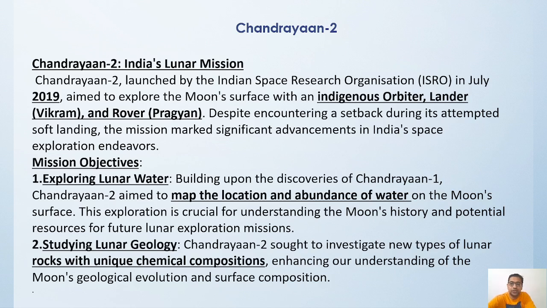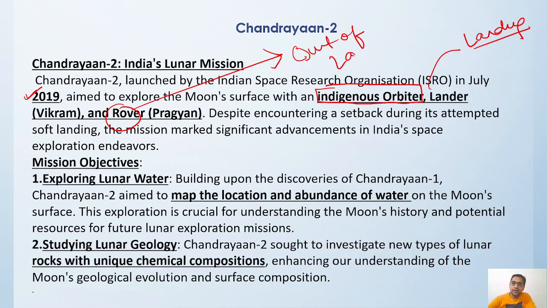Then, following Chandrayaan 1, we have the Chandrayaan 2 mission that was sent after a gap of 10 years. Along with that, we sent an indigenous orbiter which will be orbiting the moon, and a lander which will be landing on the moon, and along with the lander we sent a rover which will go out of the lander and do roving over the surface of the moon.